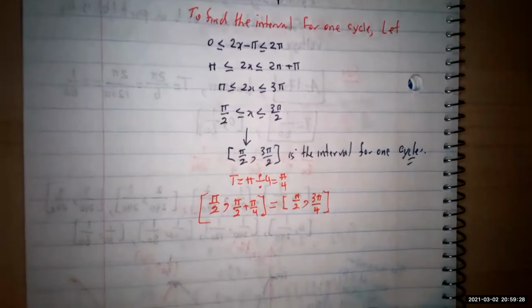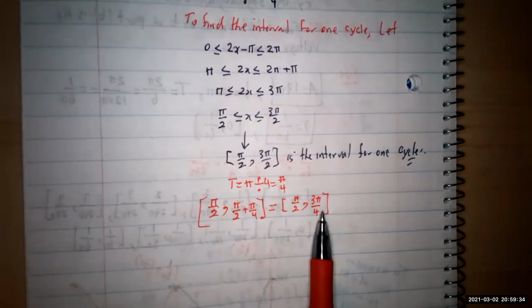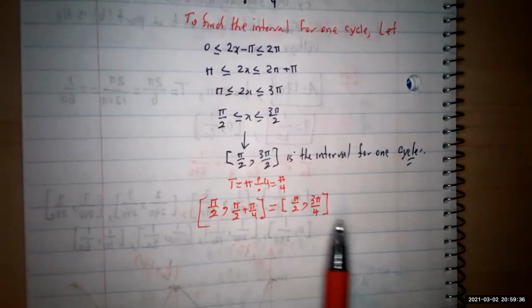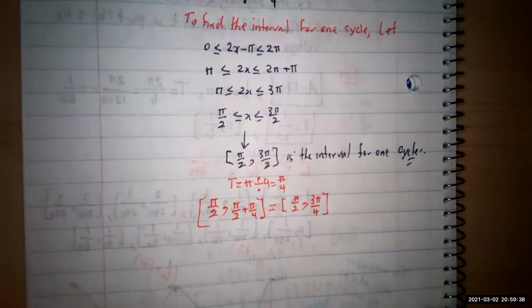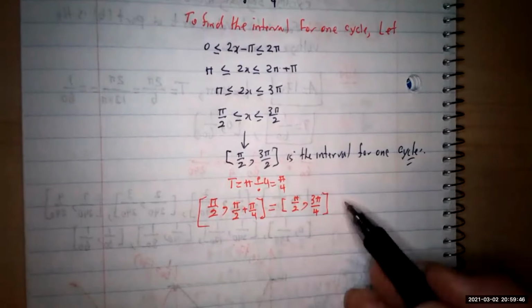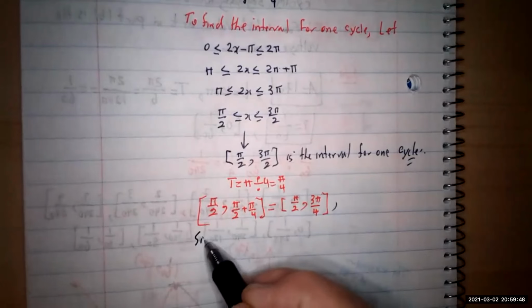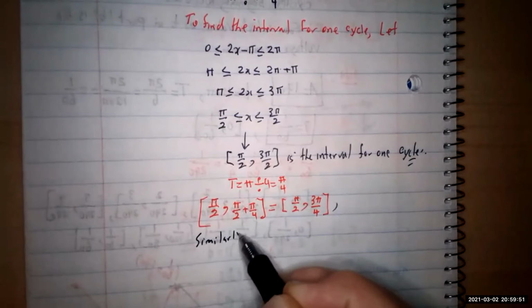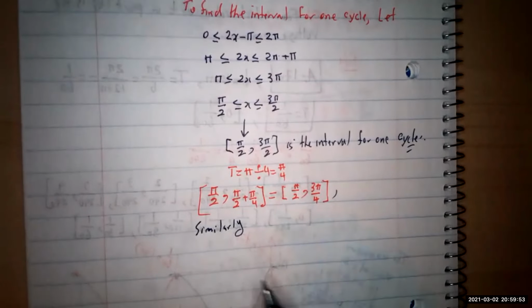You know that this is 90 degrees. If you add 45 to the 90, that gives 135, so 3 pi 4 is just 135. And then you continue to get all those 4 subintervals. Similarly, this is the first one: pi half, comma, 3 pi 4.